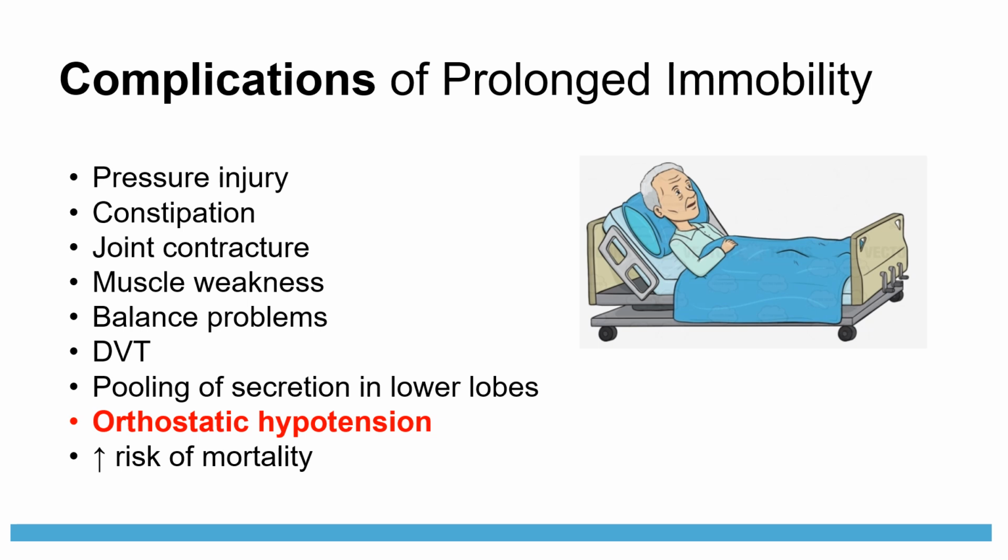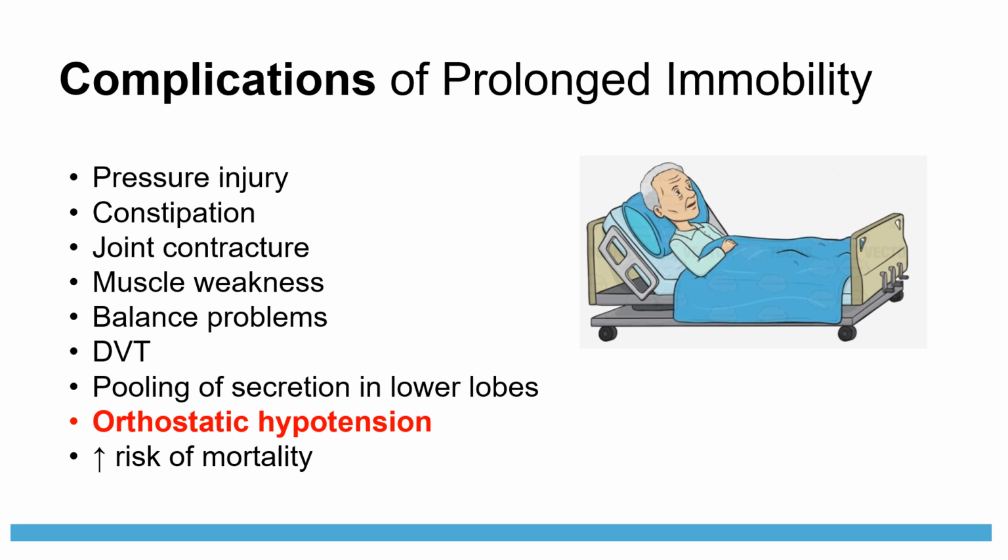Next is joint contracture. That's where that range of motion comes in. If the patient's able to move their joints, then we want them to do exercises in bed, to raise their arm, to bend those joints, to do circle motions with their ankles, to bend their knees. If they're not able to, then we can help them. We can provide passive range of motion on those joints to avoid contracture and joint stiffness.